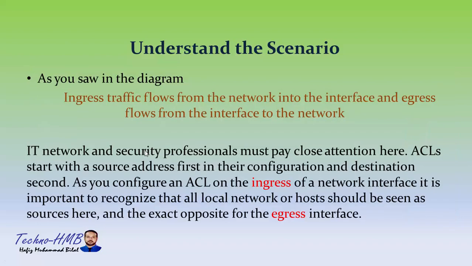As we saw in the diagram, ingress traffic flows from the network into the interface and egress flows from the interface to the network. IT, network and security professionals must pay close attention here. ACLs start with a source address first in their configuration and destination second. As you configure an ACL on the ingress of the network interface, it is important to recognize that all local network hosts should be seen as a source here, and the exact opposite for the egress interface.